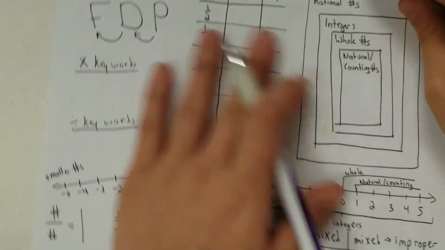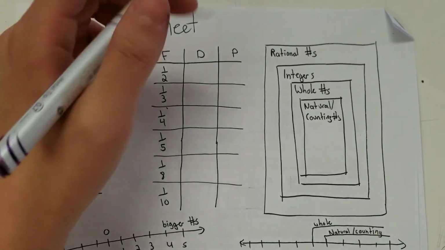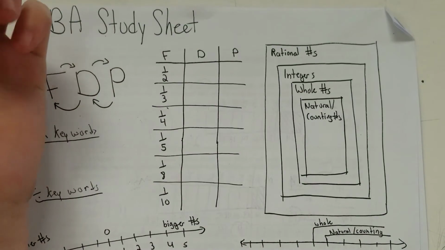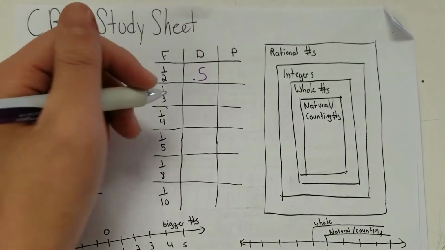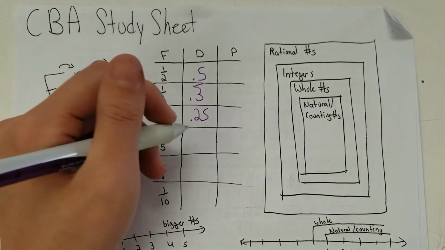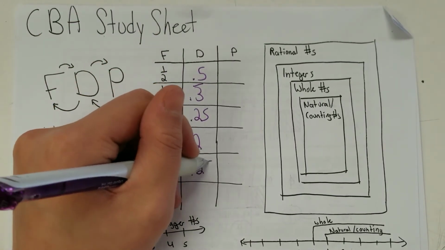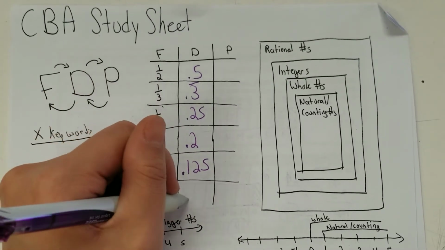Last but not least, we have this paper. You didn't really have to do it per se. I just kind of wanted to let you guys have some practice. So, what is 1/2 in decimal form? 5/10. What about this? 0.3 repeating. What about this? 25/100. This? 2/10. What about this? 125 thousandths. What about this? 1/10.